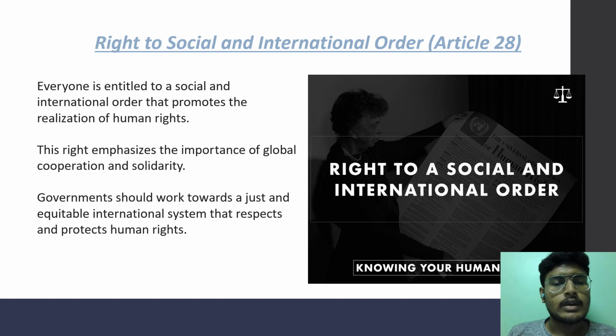And the next is right to social and international order, Article 28. Everyone is entitled to a social and international order that promotes the realization of human rights. This right emphasizes the importance of global cooperation and solidarity. Government should work towards a just and equitable international system that respects and protects human rights.